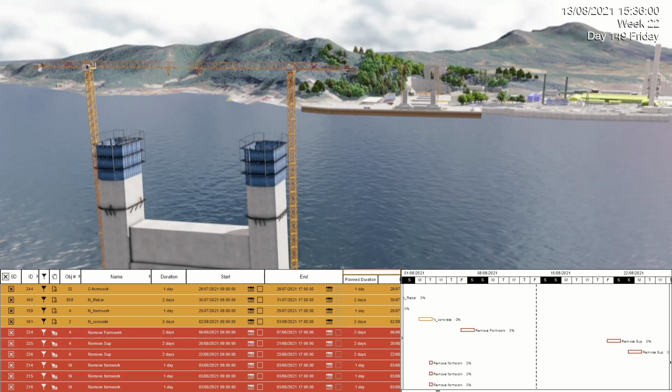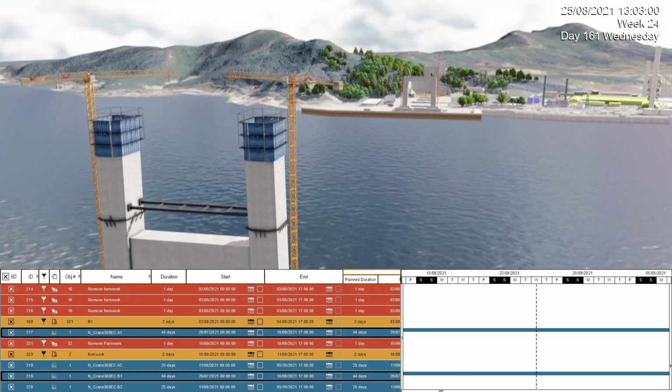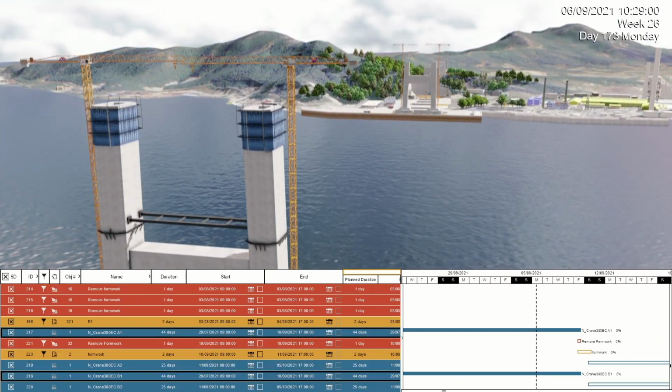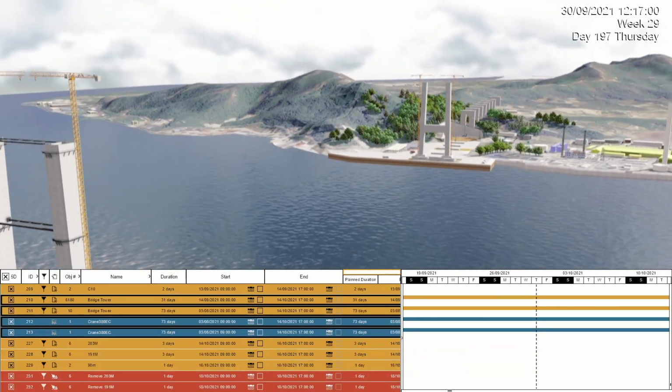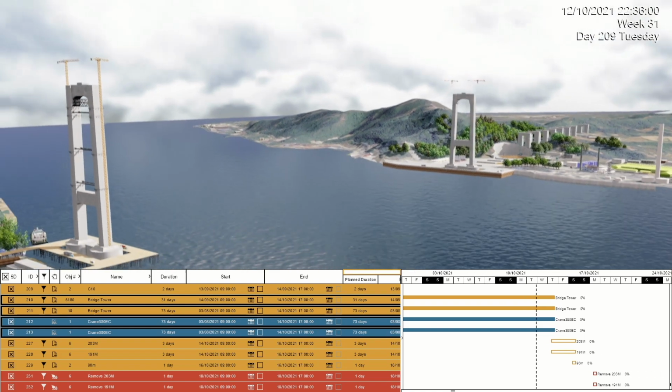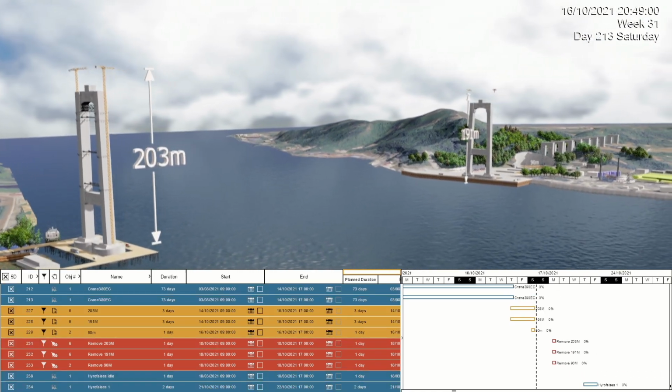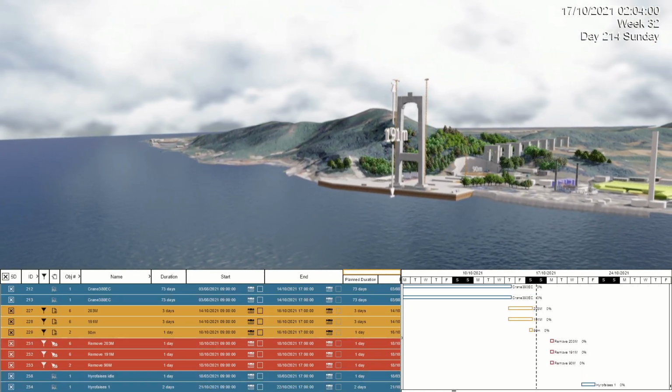This suspension bridge is constructed to a fairly tall height of 203 meters in order to allow the double deck design and allow for both normal car traffic as well as the high-speed rail traffic.